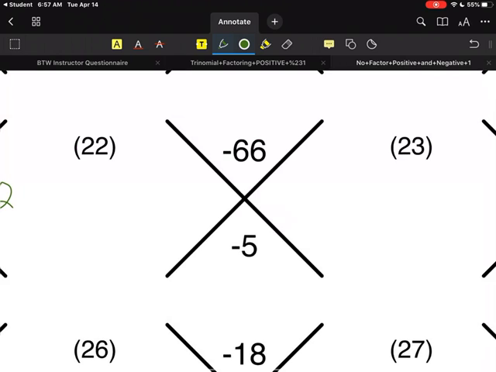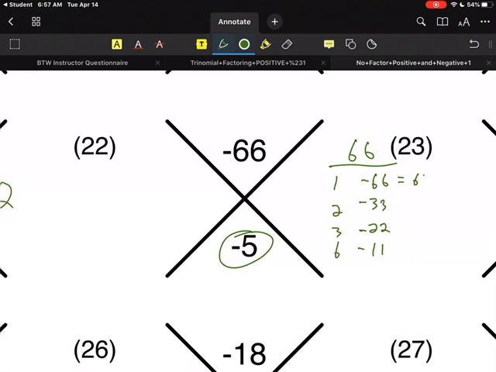Let's do one more just for good measure. We got 66. Make your factor tree. 1 and 66, 2 and 33, 3 and 22, 4 doesn't work, 5 doesn't work, 6 and 11. I think that's it. Since the bottom number is negative, your bigger number is negative. Then you add them together. Negative 65, negative 31, negative 19, negative 5, bingo. So 6 and negative 11.